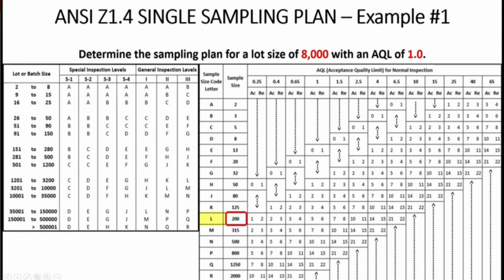Now we can pair that up with our AQL of 1.0. So here we are at our AQL 1.0. By the way, AQL today stands for Acceptance Quality Limit. Back in the original military standard, it stood for Acceptable Quality Level.